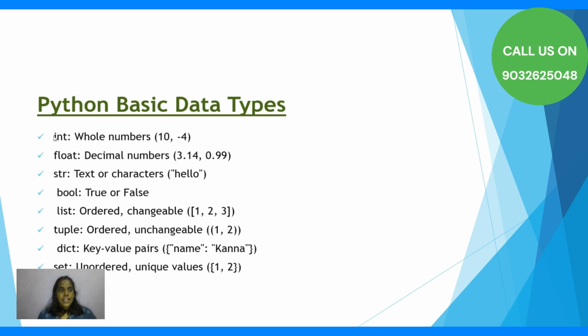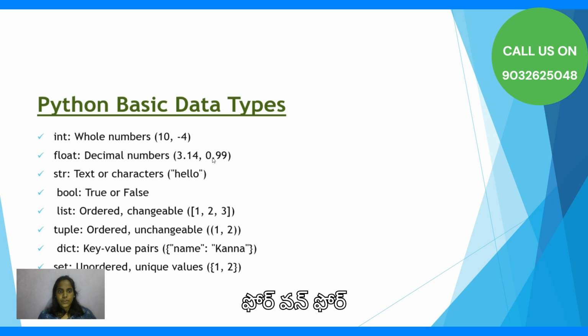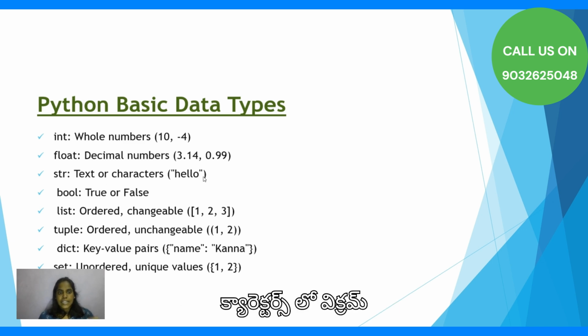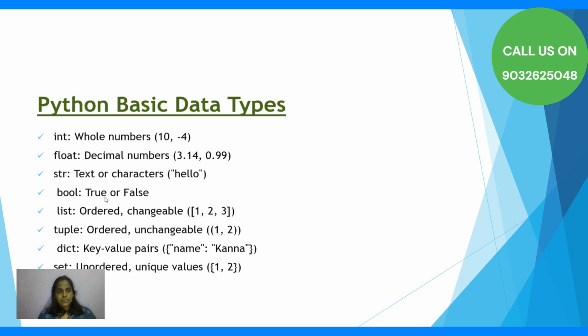See here, int is for whole numbers like 10 or minus 4. Float type is for decimal numbers like 3.414 or 0.99. Str, string type, supports text or characters like hello or Vikram. And bool type, Boolean type, is true or false. It supports only two values, true or false.